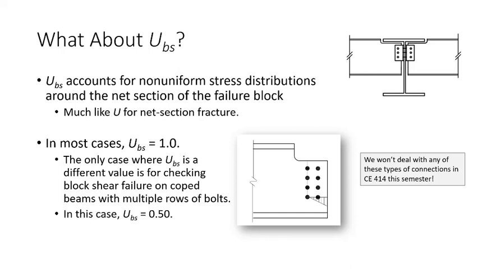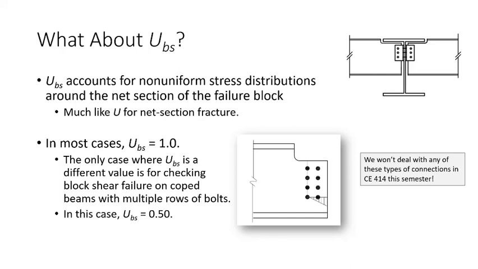floor is flat, okay? If we ever have a coped connection and we have multiple rows of bolts along that coped connection, we use a UBS of 0.5. That's the only time we use a UBS of 0.5. Every other time we use a UBS of 1. And we're not going to deal with any of these types of connections in this class this semester, so you don't need to worry about it.